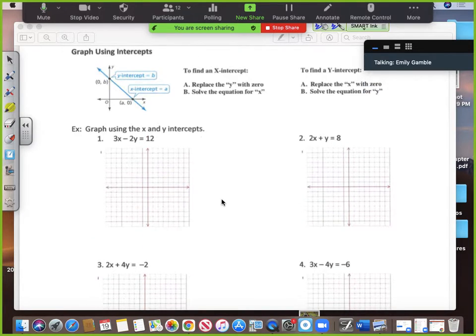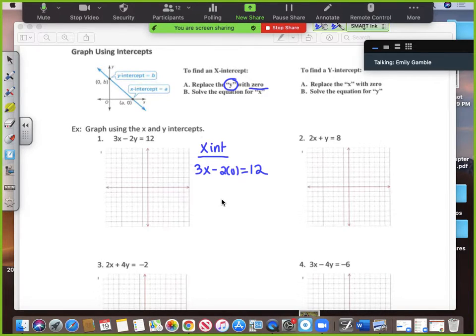These types of problems were just like the types of problems we had on our quiz. So this is just a refresher. To find the x and y-intercepts, I'm going to do the first one with you, and then you can try 2, 3, and 4 on your own. To find the x-intercept, like it says, you take the y and replace it with 0. So when you find the x-intercept of the equation 3x minus 2y equals 12, you're taking y and replacing it with 0.